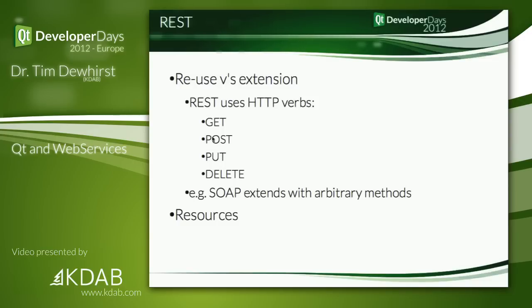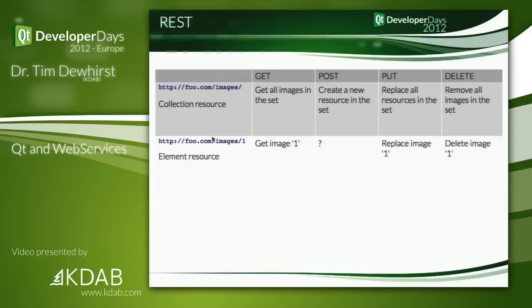And REST is really based around the idea of resources. So again, that seems perhaps a bit arbitrary. So what we've got here is, hopefully everyone can see this. On the left-hand column, we've got a couple of URLs. So one is from the imaginatively titled server foo.com, and we have images. So this is a collection resource. If you were to do a get on that URL, then what it should return to you is all of the images in that set. If you do a post, it creates a new resource in the set. If you do a put, it replaces everything in the set. And if you do a delete, it would remove everything in the set, right?